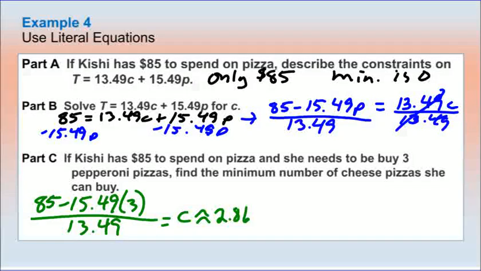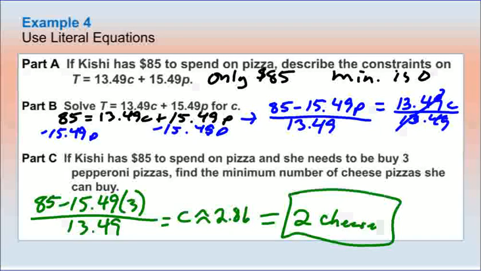Now you can't buy part of a pizza. So if you buy 3 pepperoni, the maximum cheese pizzas can be only 2 cheese. You don't have enough for 3 because you only have part of a third one. So it has to be a whole. So the answer for this would be 2 cheese.